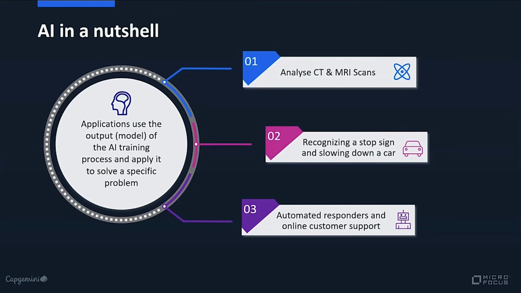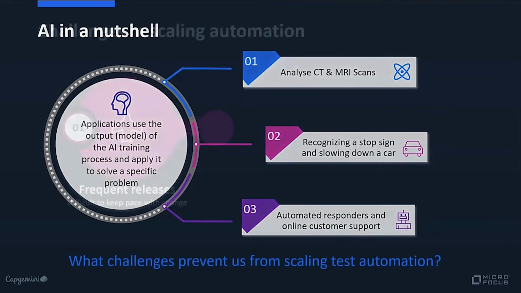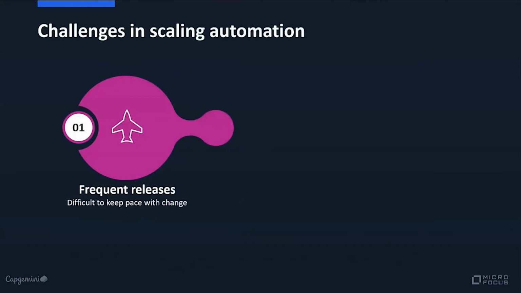Now let's look at what problems or challenges in our space are preventing us from scaling test automation. When we speak to our customers, these are the challenges that we hear. These are the three main challenges which become a blocker for scaling automation. And this also resonates well with the responses that you provided in the poll that we asked earlier.